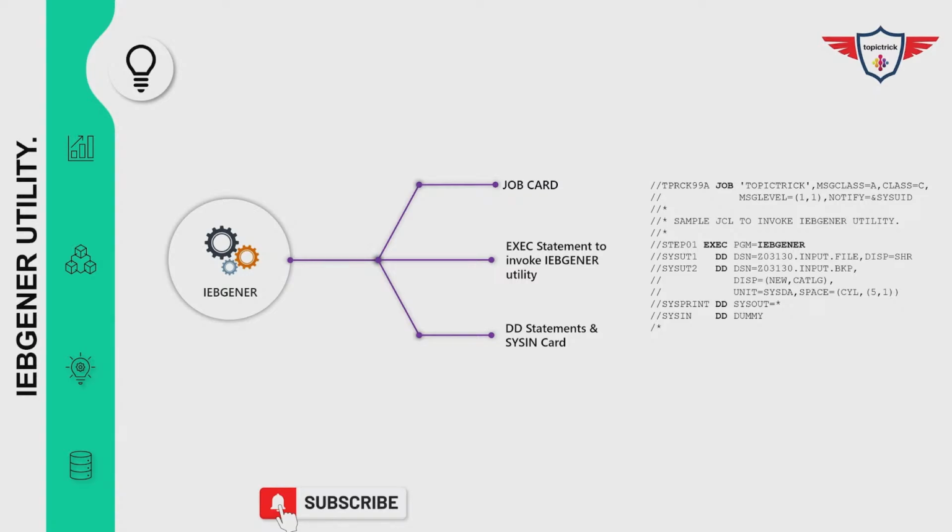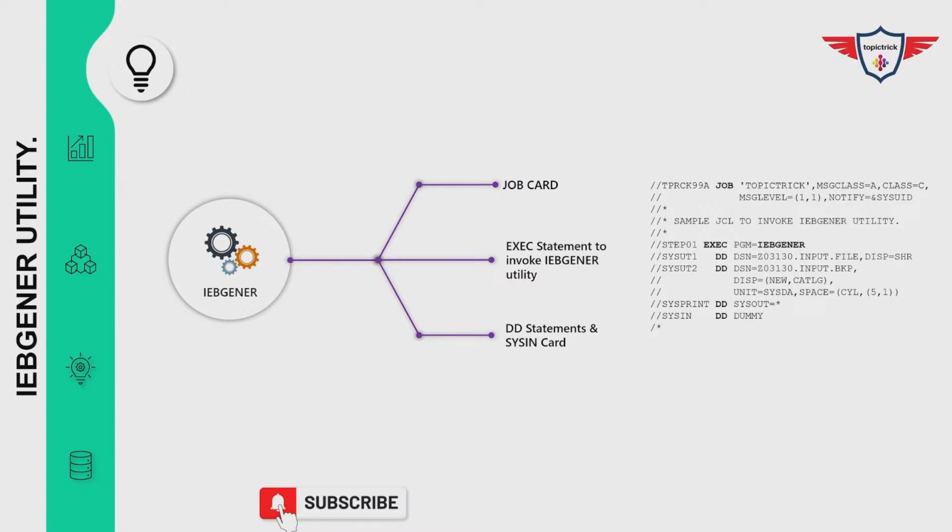So the first two lines are a job card. After that you have comment section. Then step 01 is actually executing your IEBGENER utility. Then you have SYSUT1 and SYSUT2 DD statements, which are used to specify the input and output file. After that you have SYSPRINT followed by SYSIN, and in this case I do not specify any control parameters, so I've used SYSIN DD as dummy.